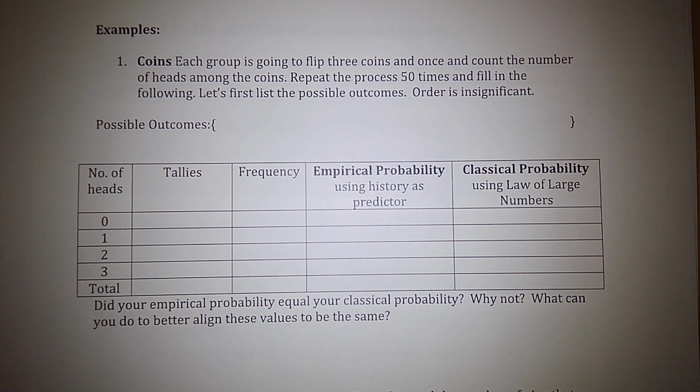And in this example, we're going to be flipping 3 coins. We're going to flip all 3 coins one time, and we're going to count the number of heads that are on the 3 coins. Then we'll repeat that process 50 times and fill in the following table. But let's first list all of the possible outcomes.